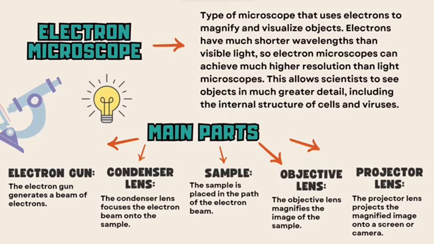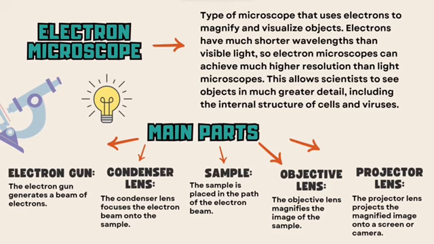Have you heard before the word electron microscope? Actually, electron microscope is a type of microscope that uses electrons to magnify and visualize objects. Electrons have much shorter wavelengths than visible light, so electron microscopes can achieve much higher resolution than light microscopes. This allows scientists to see objects in much greater detail, including the internal structure of cells and viruses.